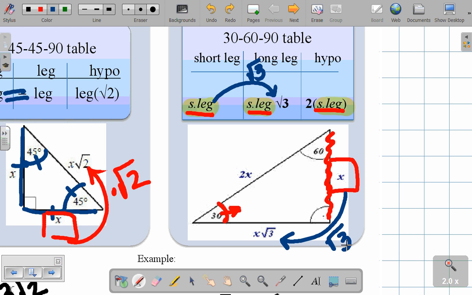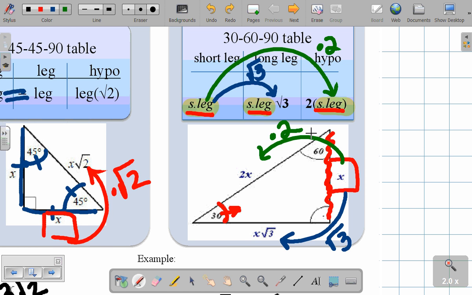Write this down, please. Short leg to the hypo, you times by 2. Not root 2, just 2. So there's 2 patterns. I'd like you to do this with me. Put your hands on your head and say short leg. Short leg, long leg, root 3. Short leg, long leg, root 3. Short leg, hypo, times 2. So notice it sprouts from the short leg.